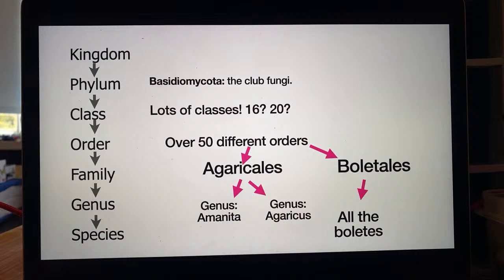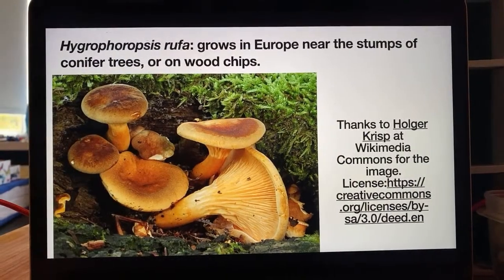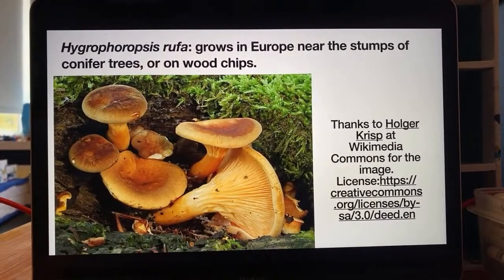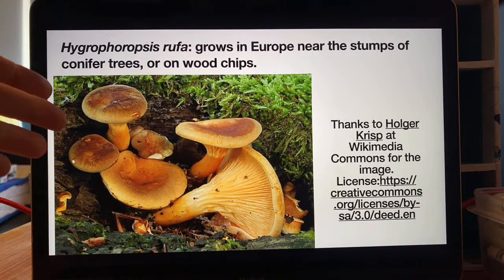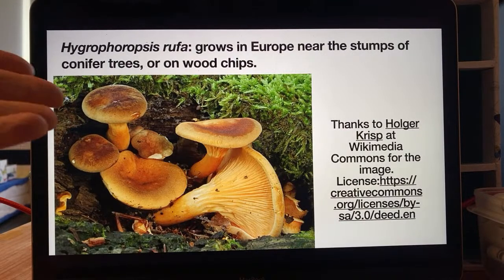So all the boletes are in the genus Boletales, but there's also quite a lot of gilled mushrooms now in Boletales as well. It got a little bit more complicated. So there are quite a few different gilled mushrooms in the order Boletales. Here are some that you might find in the UK, because I'm in the UK, so sorry, I'm a bit biased. They grow near the stumps of conifer trees or on wood chips. Again, do not eat them, but they look great, don't they?